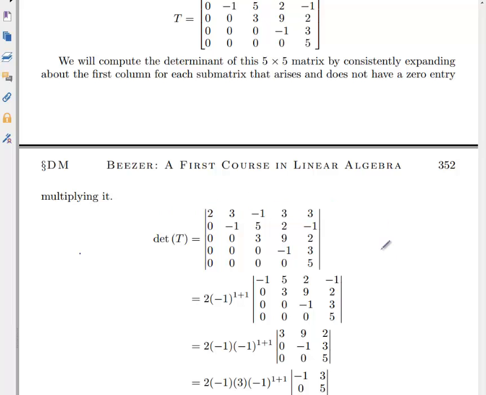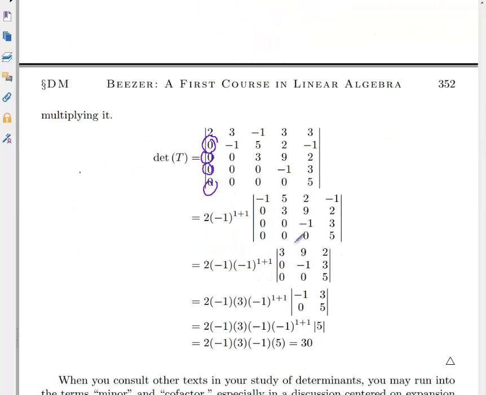Now, what happens with all the other terms? Well, when I go to the second term here, I'm going to have a 0 times stuff. I don't even care about the stuff. That term's going to be 0. Same with all the rest of them. I should have 4 other terms, but they all turn out to be 0. So after I finish the first column expansion, I only have one term. 2 times minus 1 to the 1 plus 1 times the determinant of this submatrix. All right, so let's work on this submatrix here.